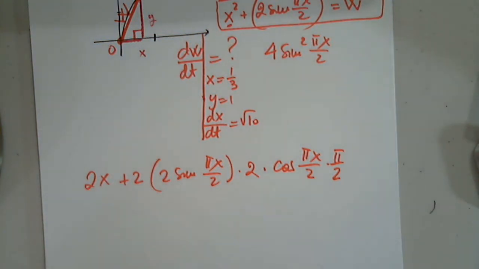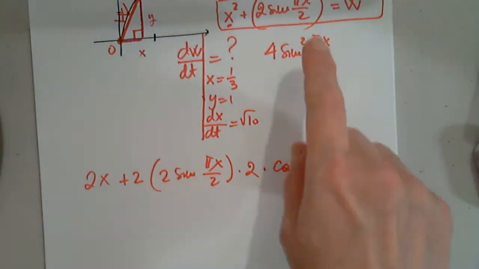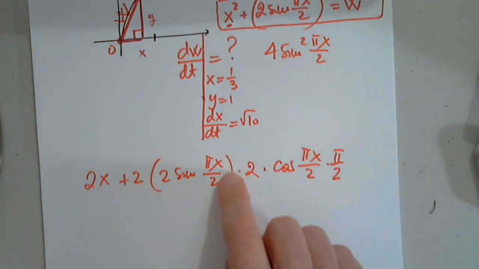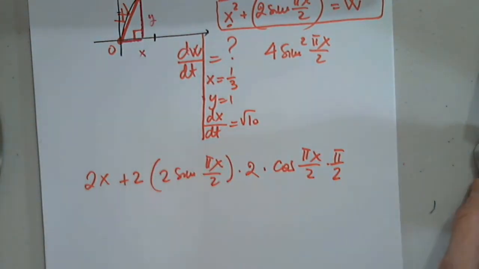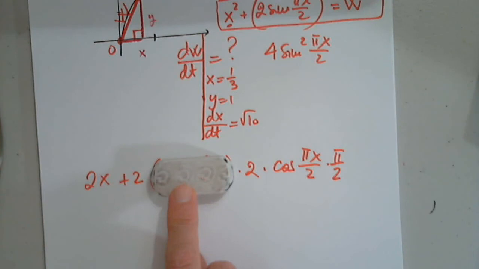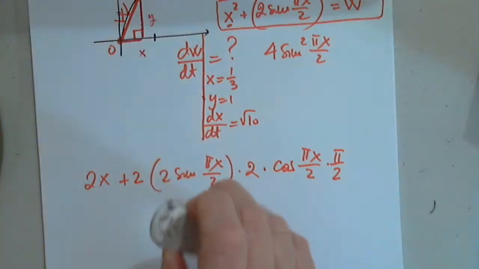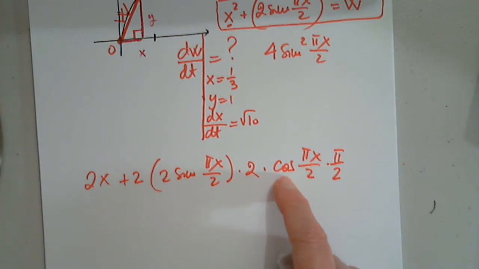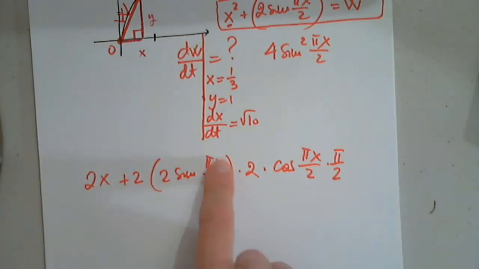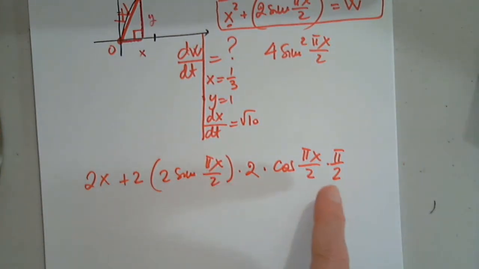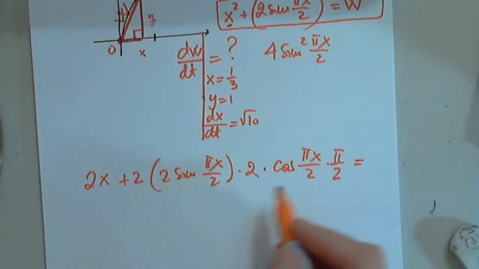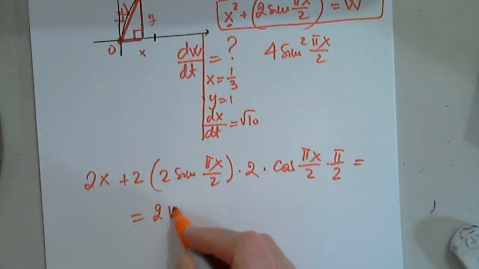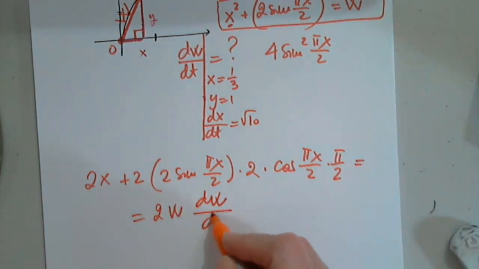Let's do this piece one more time. So I bring 2 in front. I subtract 1 from the power, and now I have to differentiate the inner function. So when I differentiate the inner function, I have 2. I have sine prime, which is cosine. I have pi x over 2 prime, which is pi over 2. And finally, equals 2 w dw over dt.